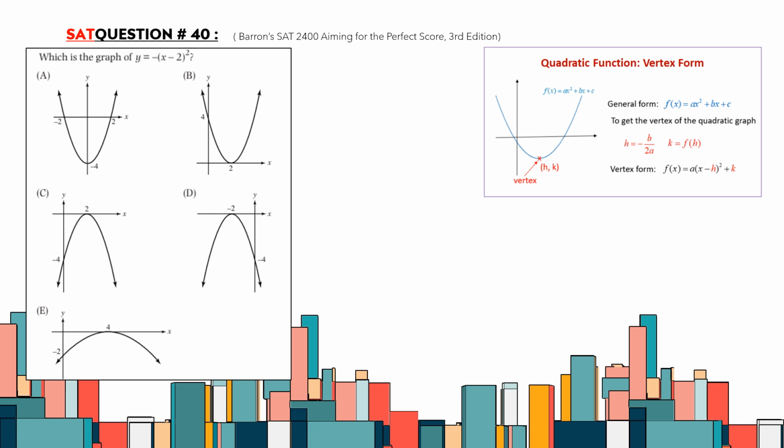Which is the graph of y equals negative (x minus 2) squared? So first we have to review quadratic functions. They have the general form and the vertex form. So make sure we know this: general form and vertex form, okay? In this case, we have the vertex form.